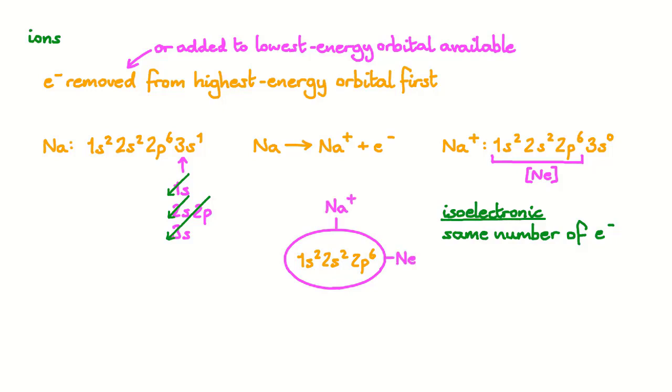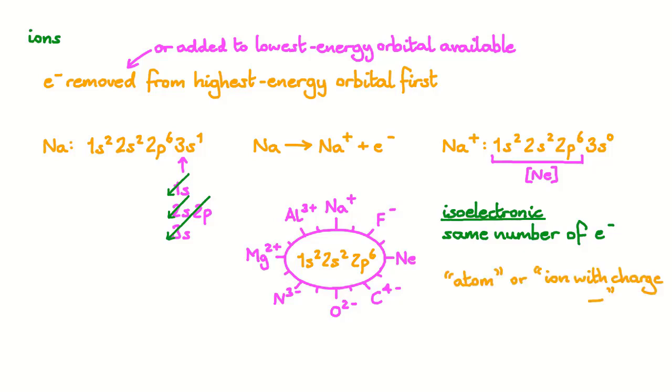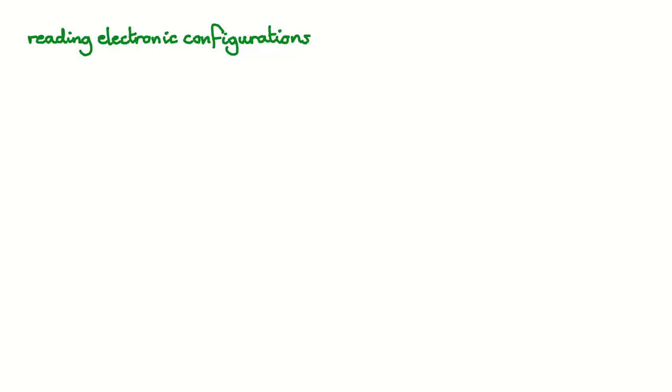If we only have the electronic configuration, we can't tell for sure whether we're looking at a sodium plus ion or a neon atom, or any one out of a massive set of anions and cations. To work out which we're talking about, we need to be told we're dealing with the atom or an ion with a specific charge. Let's have some practice reading electronic configurations.